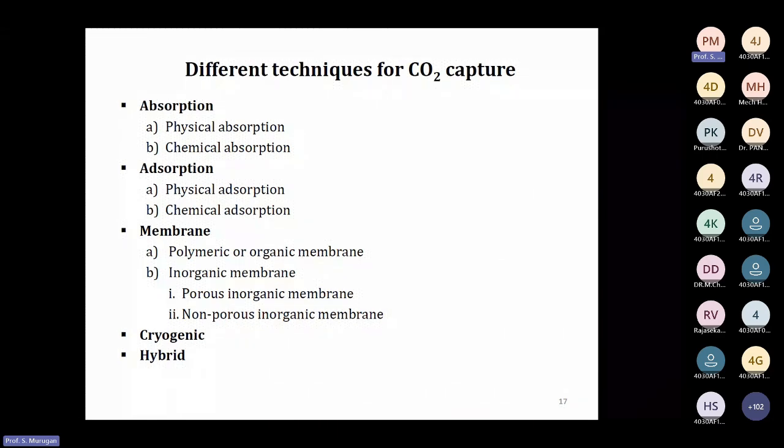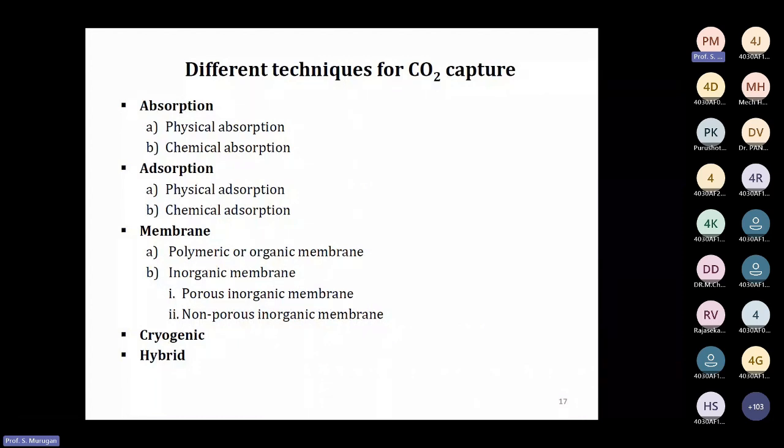Second one is carbon dioxide capture by adsorption. Third one is capture by membrane. Fourth one is cryogenic carbon capture, and the fifth one is hybrid. Now, the first one, the absorption process, again has two types: physical absorption and chemical absorption. Adsorption is again like the previous one: physical adsorption and chemical adsorption.